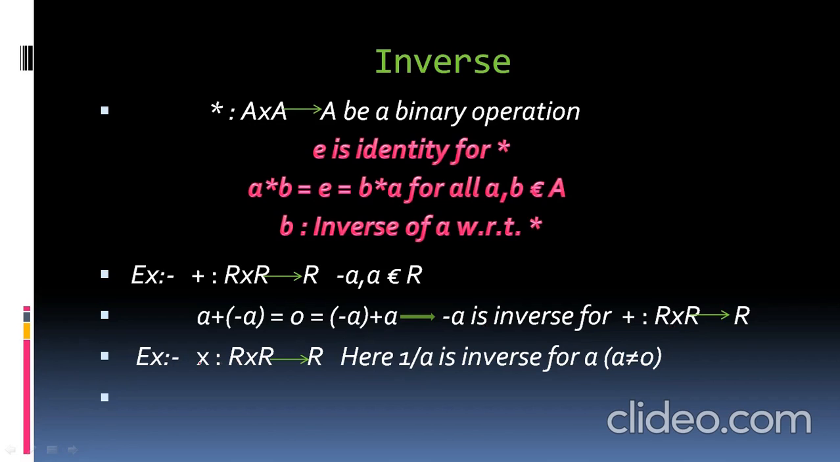Again, consider the binary operation multiplication. Now, what we see, if we have a real number, say A, and if we multiply it with its reciprocal, that is 1 by A, what we get is 1, and 1 is the identity for the binary operation multiplication. So we can say 1 by A is inverse for A in case of binary operation multiplication on the set of real numbers. So this is all about binary operations.